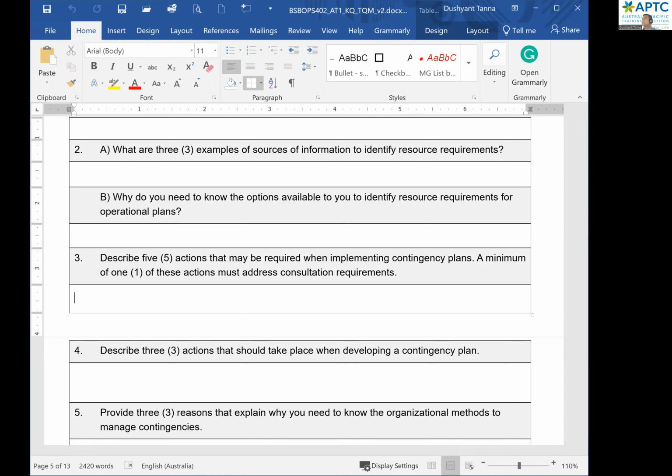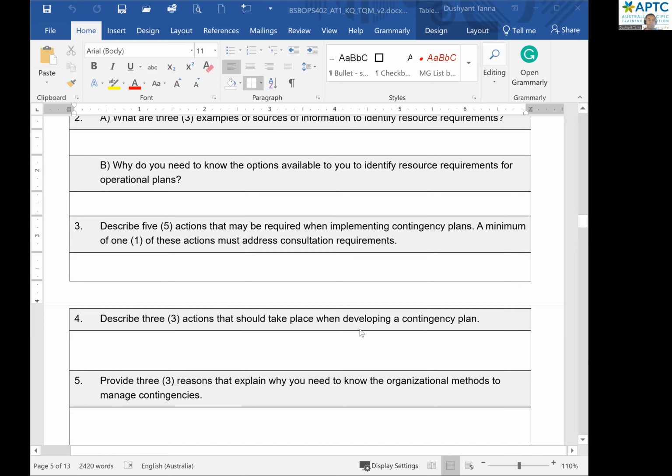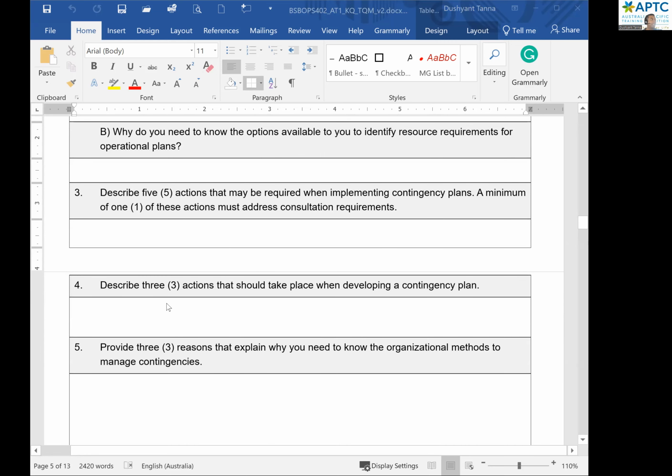So, describe 5 actions that may be required when implementing a contingency plan. One of these must address consultation requirements. Okay. Can I have someone respond to this question? Anyone?